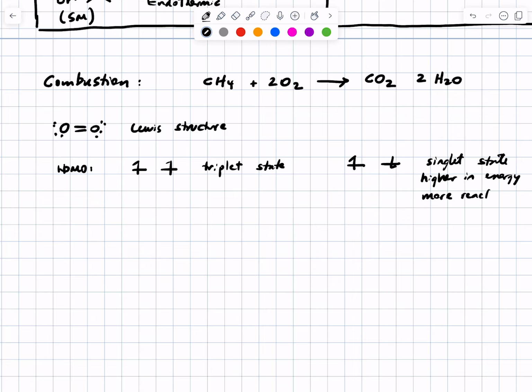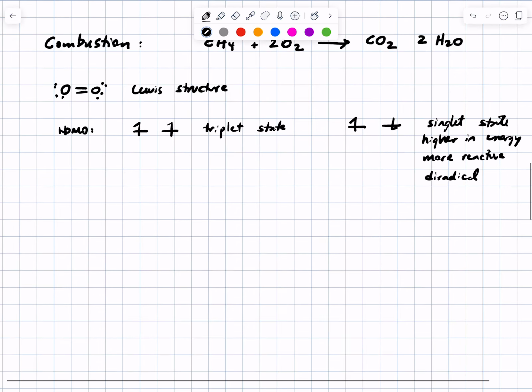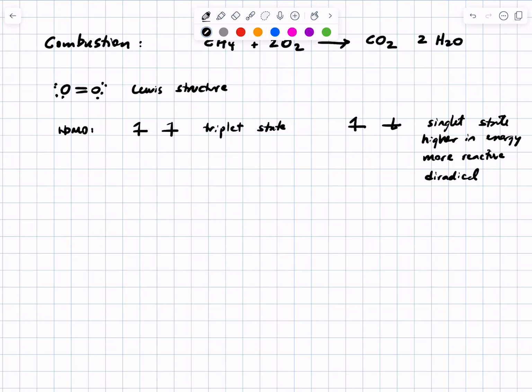And so it's thought that you need the ignition, a flame of some kind or a spark, in order to excite molecular oxygen from the triplet state to the higher in energy singlet state. And then that singlet state is very reactive, and it's essentially a diradical. Okay, so we've dealt with oxygen, ignition, and fuel. Now let's show what happens once you light that spark.